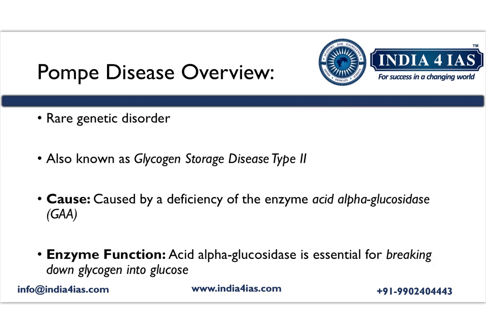Moving on to the overview of Pompe disease. Pompe disease is also known as glycogen storage type 2 disease. So its medical terminology is glycogen storage disease type 2 and it is a rare genetic disorder. It is caused by deficiency of the enzyme acid alpha glucosidase. This enzyme plays a crucial role in breaking down glycogen into glucose within the lysosome of cells.